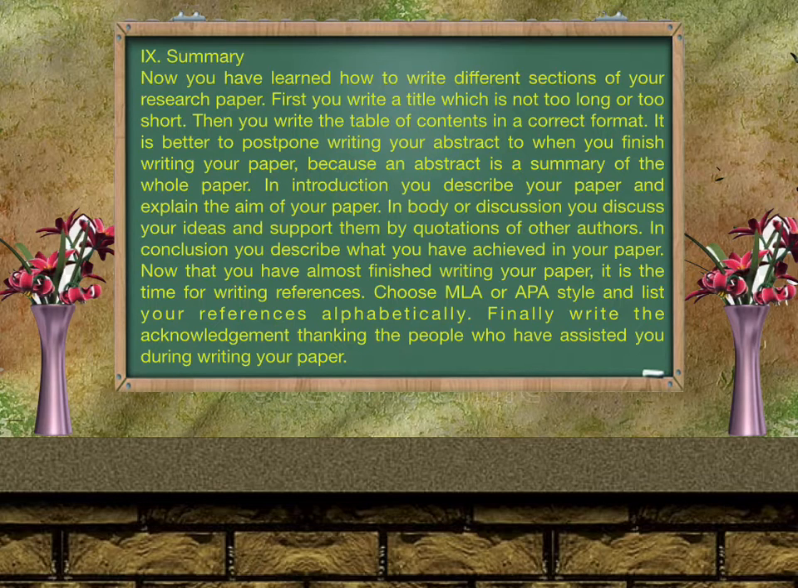In introduction, you describe your paper and explain the aim of your paper. In body or discussion, you discuss your ideas and support them by quotations of other authors. In conclusion, you describe what you have achieved in your paper. Now that you have almost finished writing your paper, it is the time for writing references. Choose MLA or APA style and list your references alphabetically. Finally, write the acknowledgement, thanking the people who have assisted you during writing your paper.